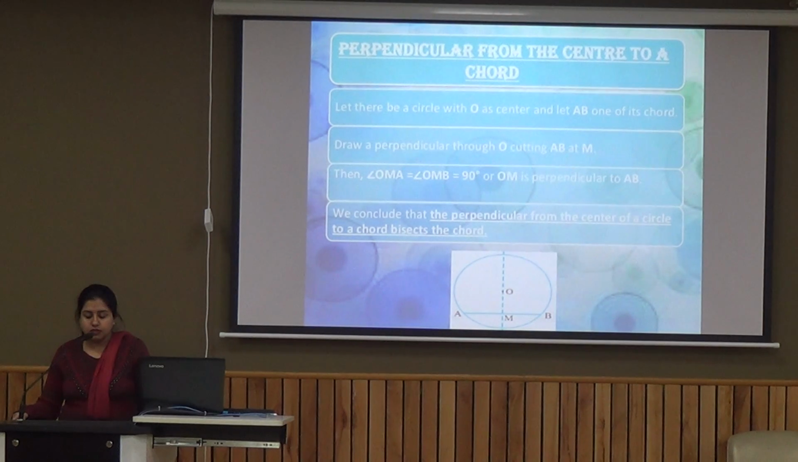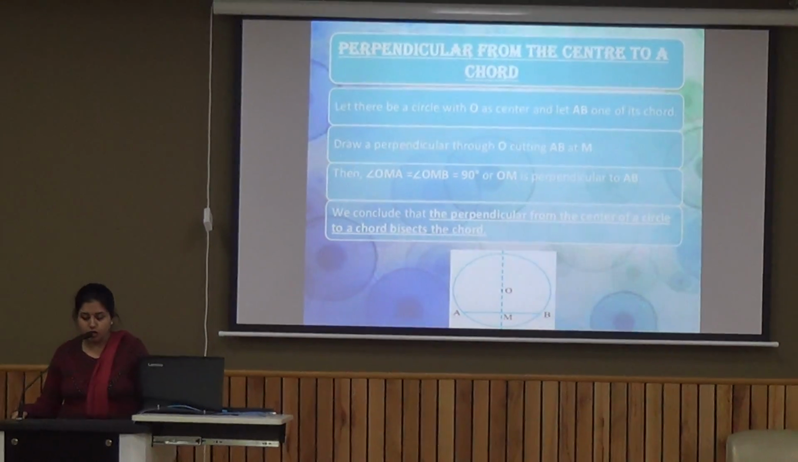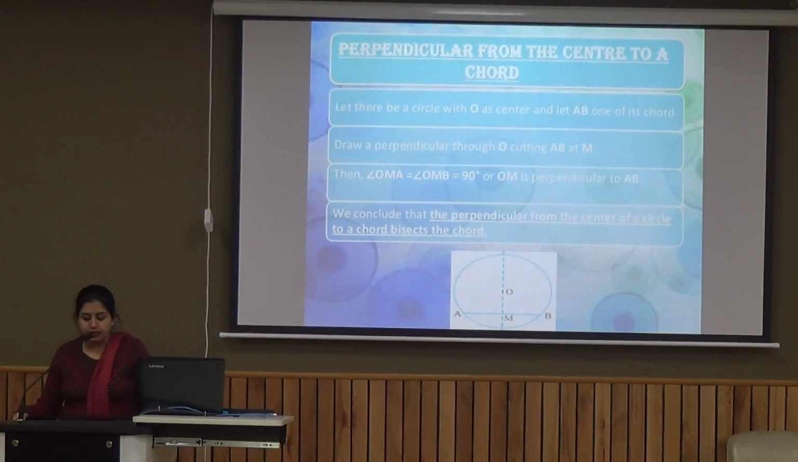Now, there are other certain terms: perpendicular from the center to a chord. Let there be a circle with center O and let AB be one of its chords. Draw a perpendicular through O, cutting AB at M. Then angle OMA and angle OMB equal 90 degrees, or we can say OM is perpendicular to AB. Thus we conclude that the perpendicular from the center of a circle to a chord bisects the chord.